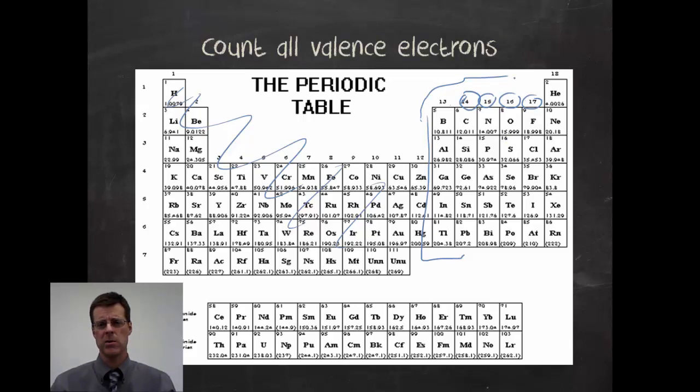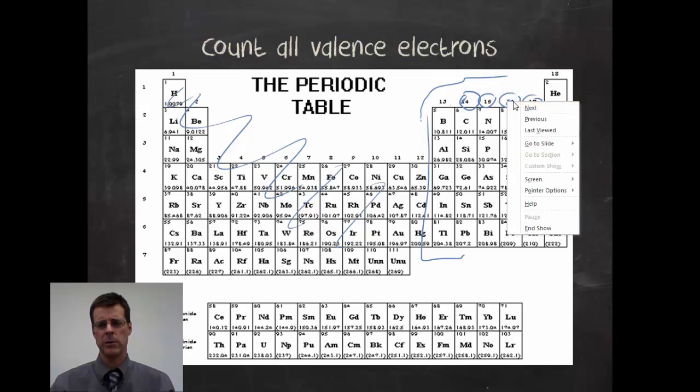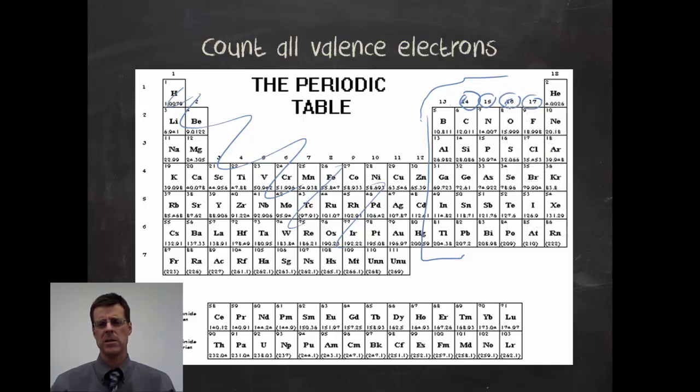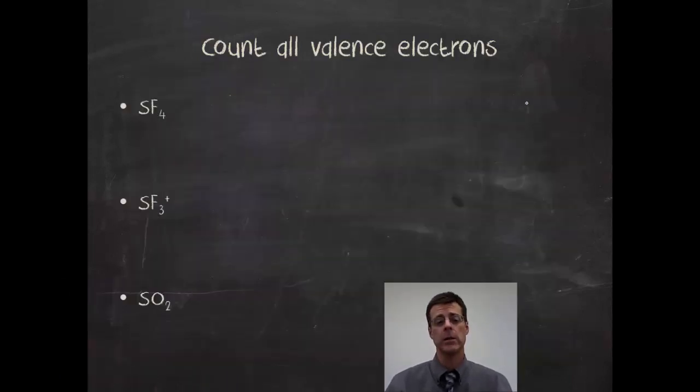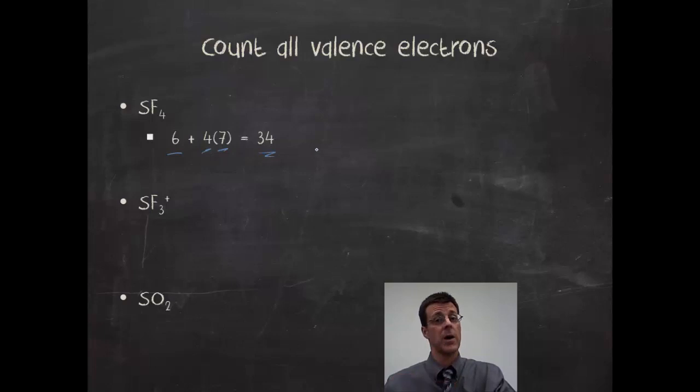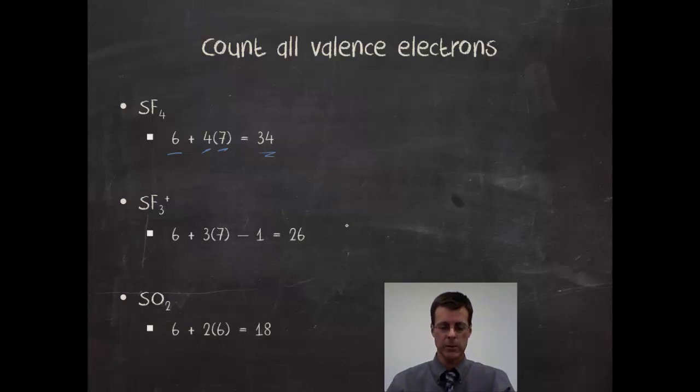And looking at oxygen, group 16. Not the 16, but the 6. That tells me how many valence electrons I have. So I use the periodic table to find the number of valence electrons. Going back to here, I've got sulfur in group 16, fluorine in group 17. So my valence electrons: 6 from sulfur, 7 from each fluorine, 4 of them, add them up for a total of 34. So my final structure has to have 34 electrons. Doing that for the others, I have 26 and 18 electrons respectively.